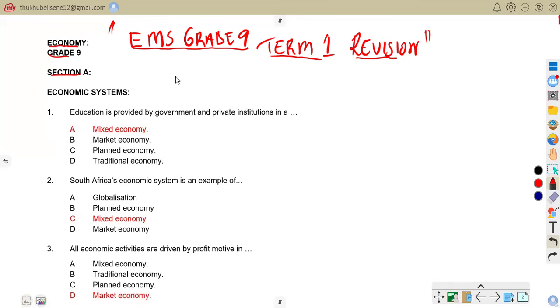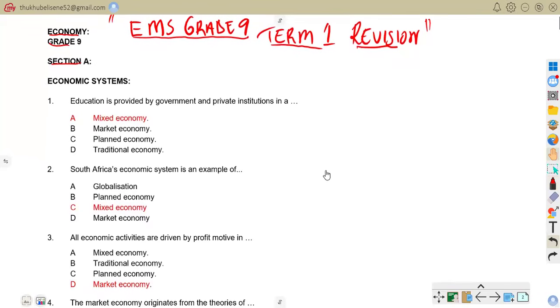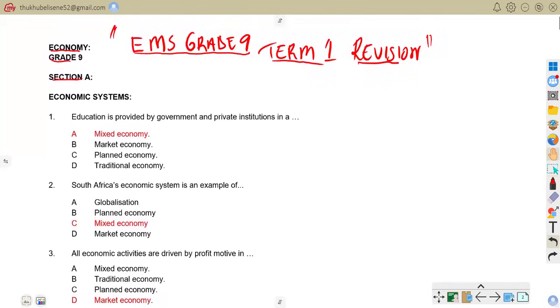So now we are going to look at the multiple choice questions as well as true or false questions. So this is section A. We are on section A as we are preparing for the term one test that we are going to write. Let us now get to the business of today, economic system. We did talk about economic systems in the past presentation, but right now we are under multiple choice.